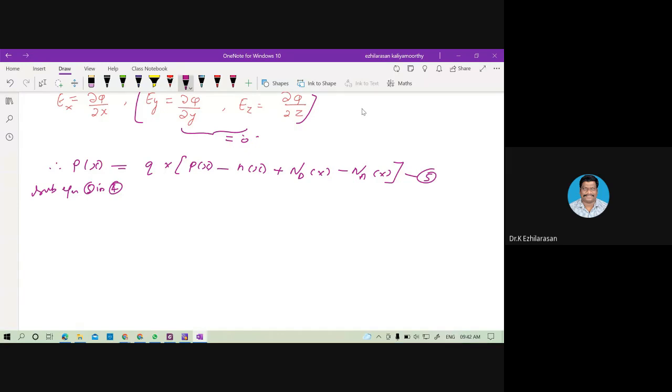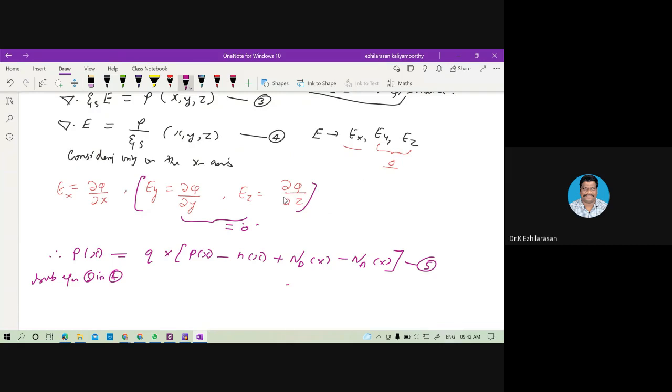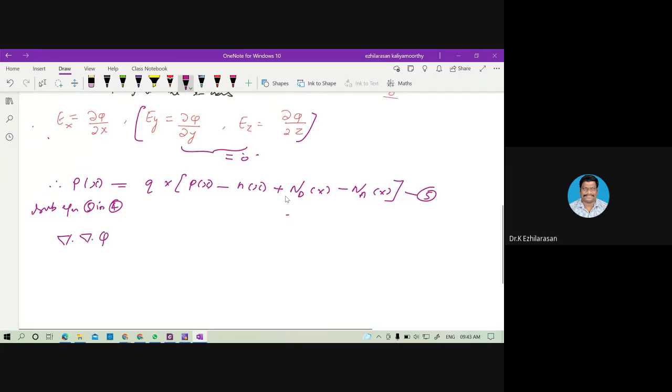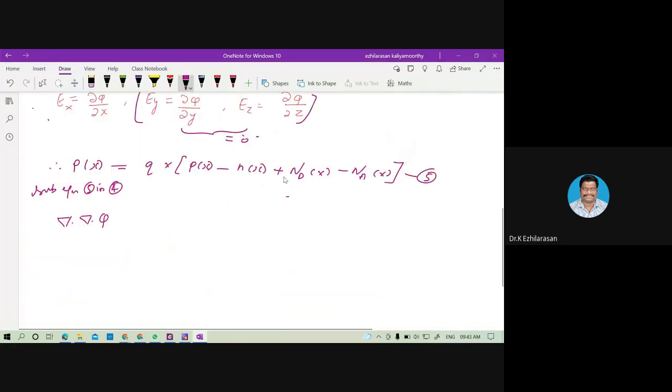When I do that, what will we get? You can see in the previous one it is del cross E. Now we can substitute E is equal to minus del phi. If I do it that way, I will get the expression as del into del phi, because here E equals minus del phi. I just substitute. Let us keep the minus; later I will take the minus to the right-hand side.